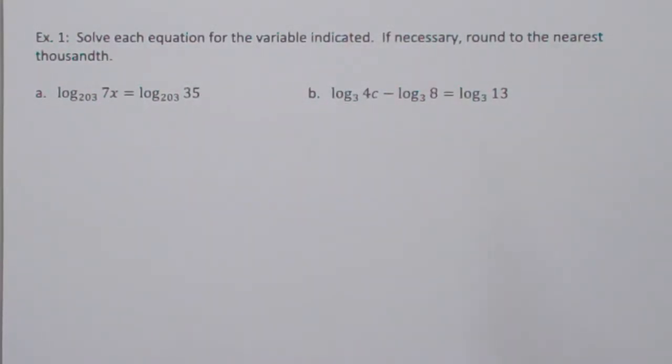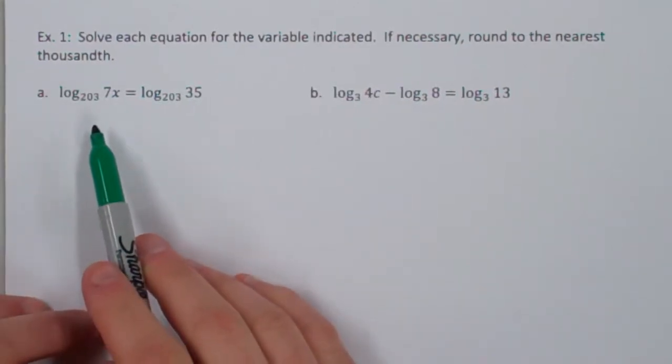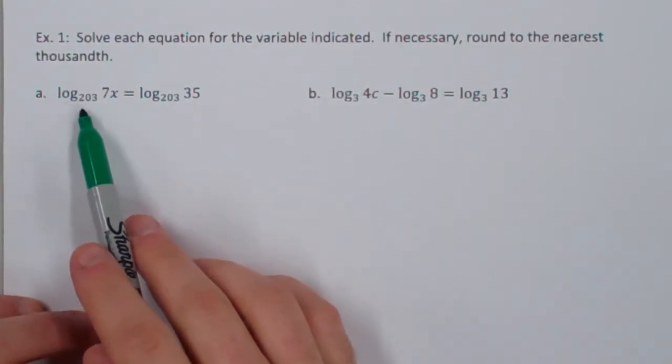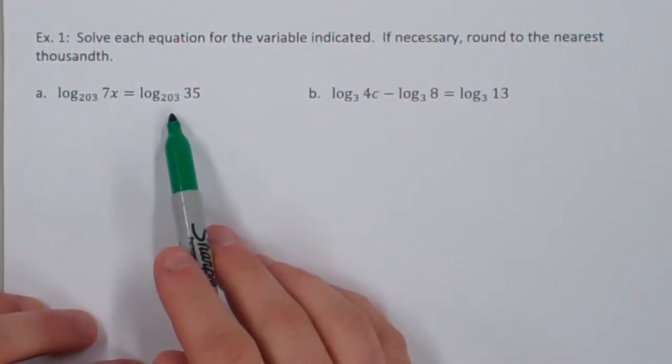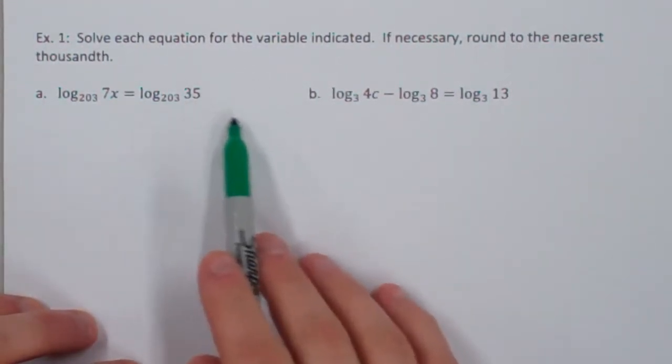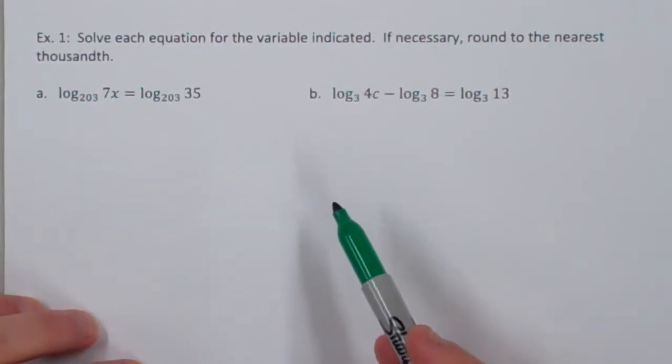In example 1, we need to solve each equation for the variable indicated, and if necessary, we'll round to the nearest thousandth. For the first problem, I'm noticing that we have a log with base 203 on the left and a log with base 203 on the right. And there's nothing else going on outside either one of these logarithms.